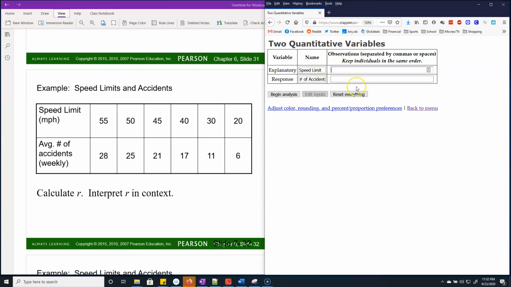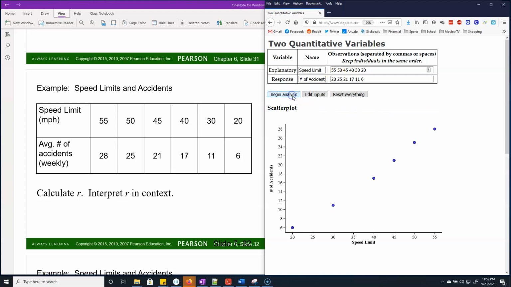And now you may want to pause to go ahead and type this data in. It really doesn't take that long to type it in though, so let's just go ahead and do it. 45, 40, 30, 20, 28, 25, 21, 17, 11, and 6. And let's begin our analysis.